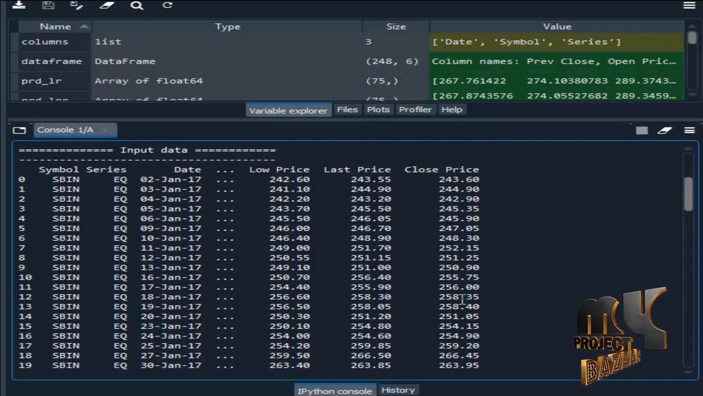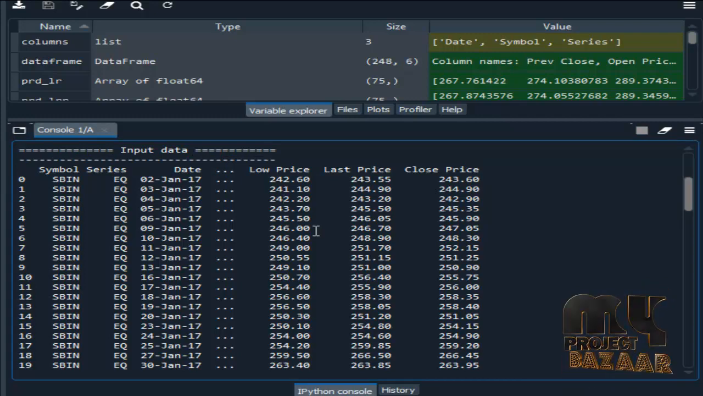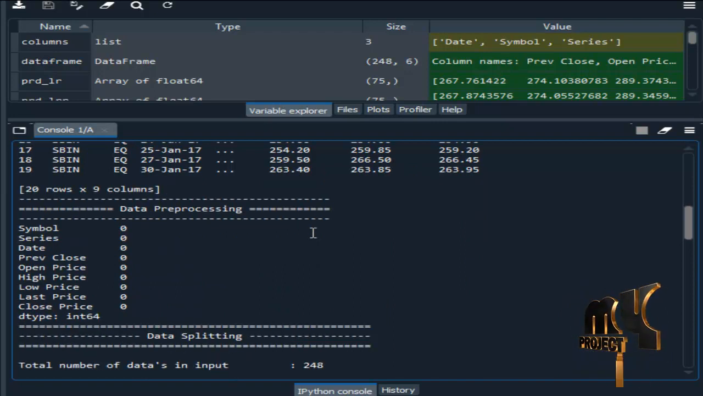We are running our process in the Spyder IDE from Anaconda Navigator. So this is the data selection. Here we display some sample of data from the data set. After that, the data pre-processing. Here we are checking missing values for our data set. These are the column names present in our data set. The 0 indicates there are no missing values in the corresponding columns.